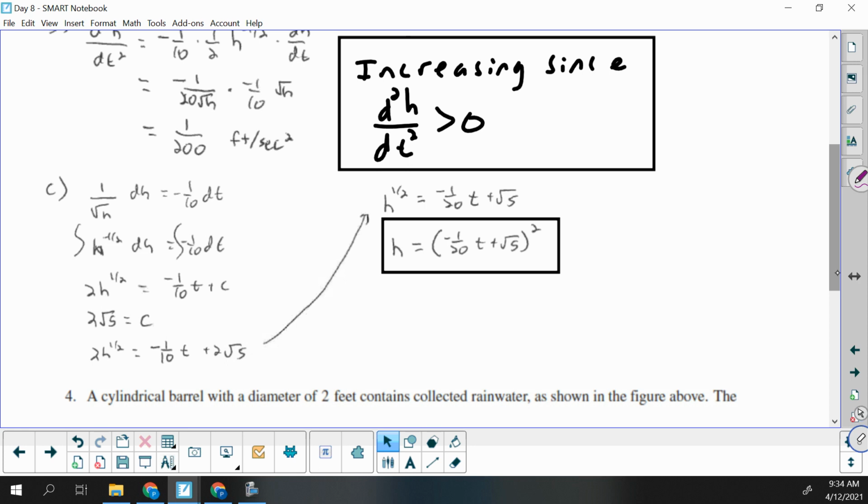We've got to fill in the 1 and the 5, sorry, not 1 and 5, 0 and 5. So that tells us that c is just 2 square root of 5. So replace the c, divide by 2, square both sides.